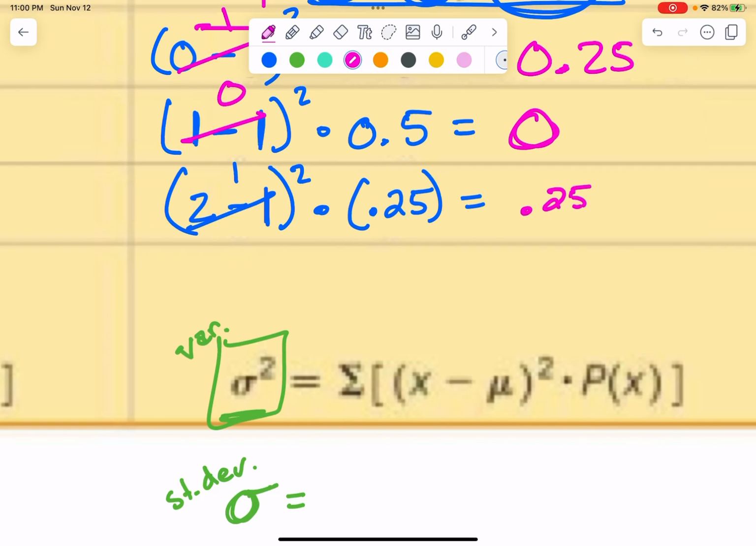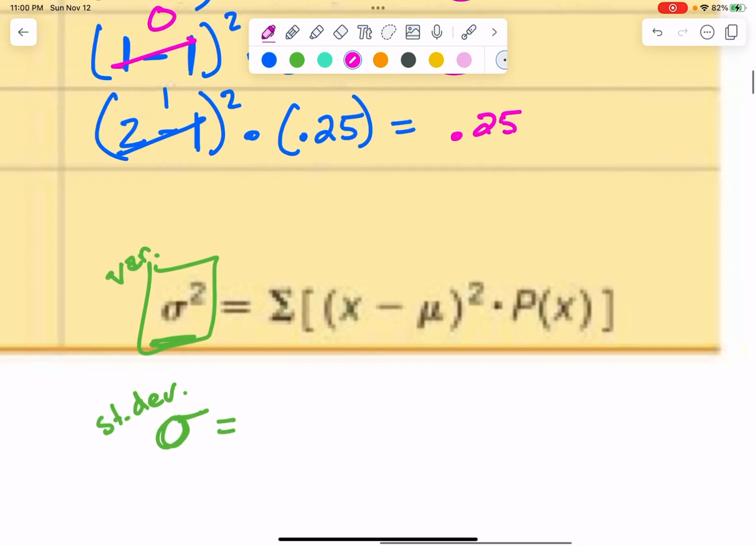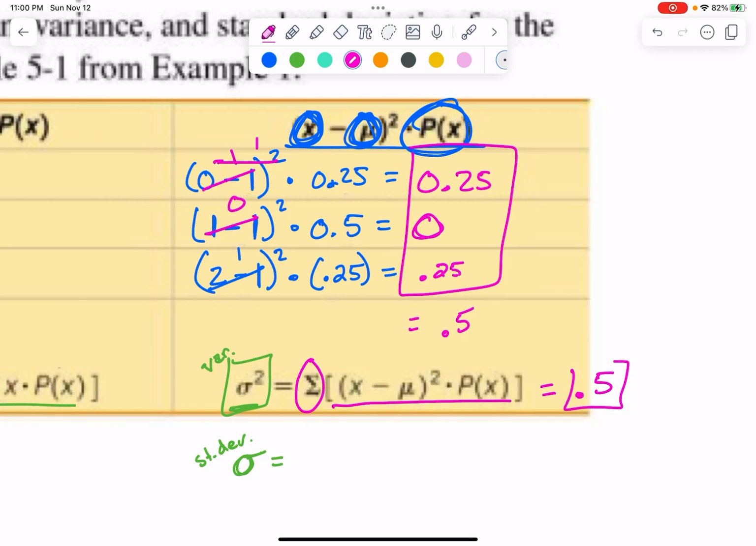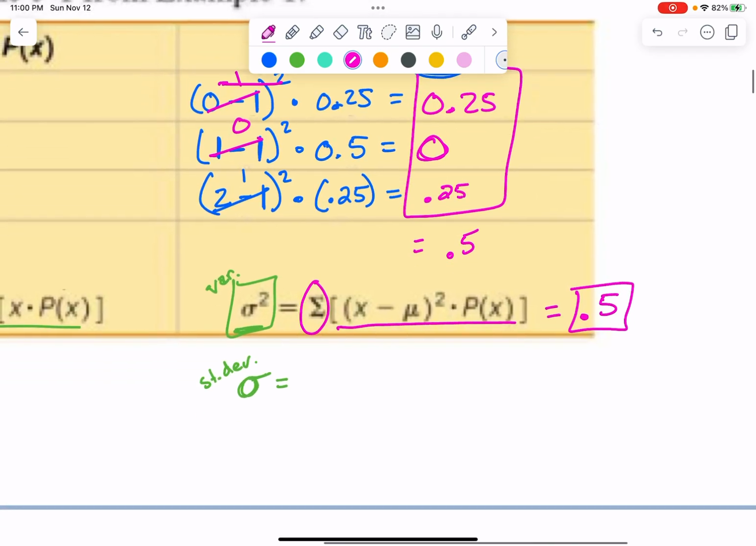Okay, and then for the variance, they want me to take the sum of those guys. So I've already done the work, and I just want to take the sum. If I add those three numbers together, I get 0.5. So my variance is 0.5. Okay, hopefully that made a little bit of sense. And then for the standard deviation, I want to take the square root of 0.5, which is not 0.25. That's dividing by 2. That's different, okay? The square root of 0.5 is not the same thing as 0.25.